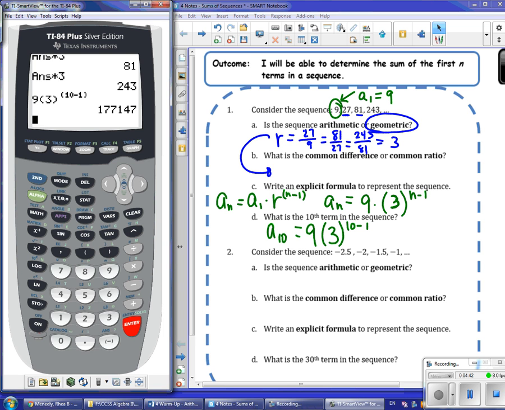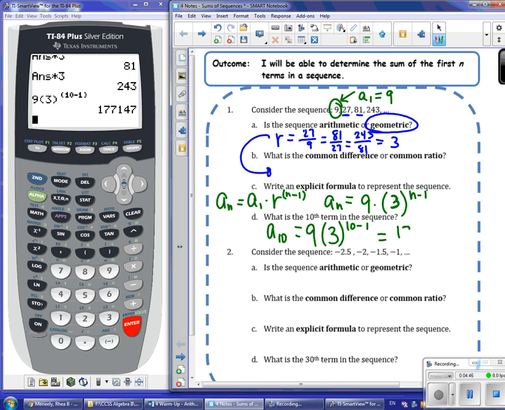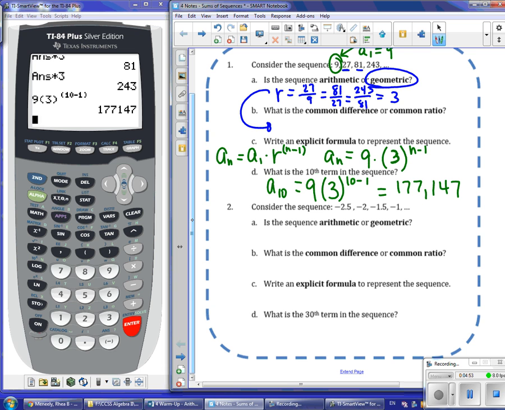And you can see it's a really big number. Looks like 177,147. All right, let's take a look at the next one. In the next one, it's -2.5, -2, -1.5, and then -1. And if I look at those numbers, they're not changing dramatically, so I'm guessing probably this is going to be the arithmetic sequence just because it doesn't look like the numbers are growing very large or very small very quickly.